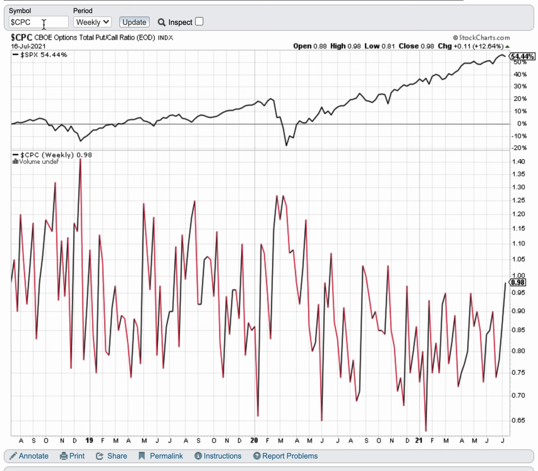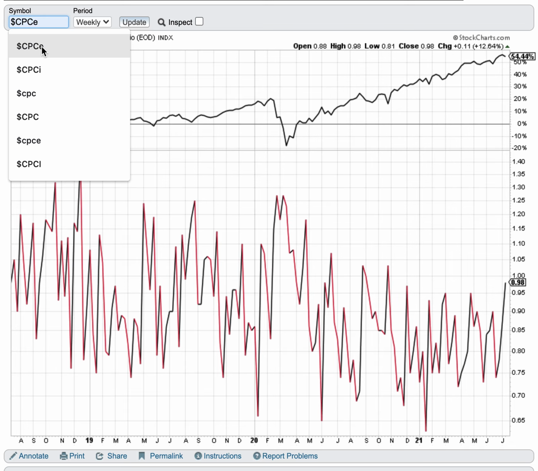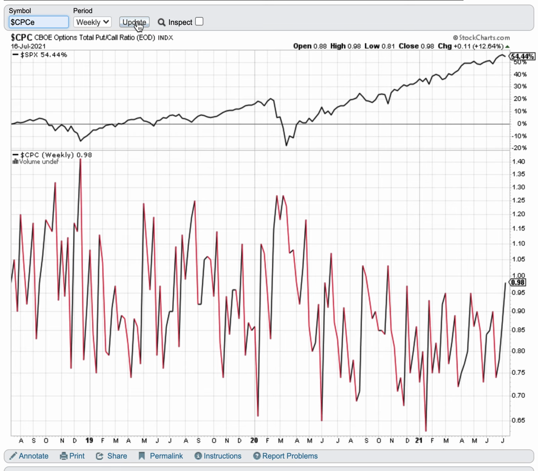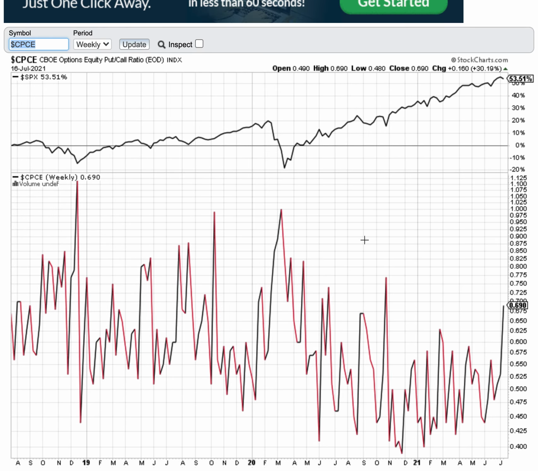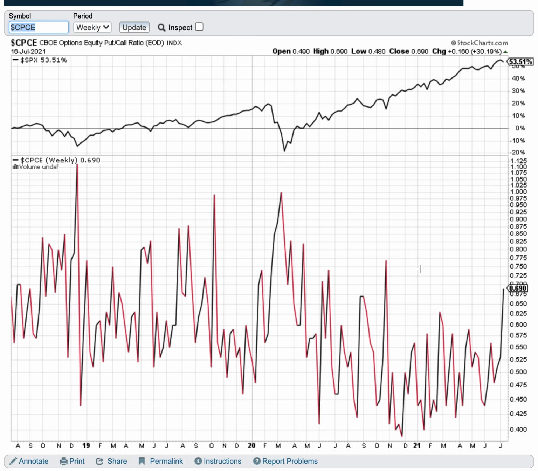So I prefer CPC, which is the total. A lot of people do like to use CPCE, which is the equity side of the equation. And when we're referring to the equity side, we're taking the index options and the hedging that the big institutions do out of the equation, and this is more just the retail crowd and how they're leaning.